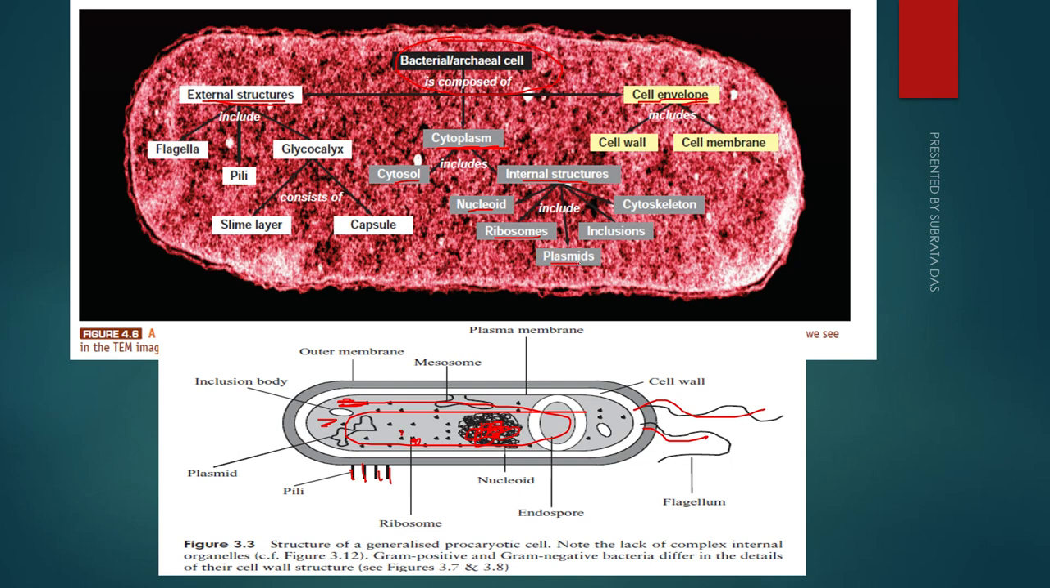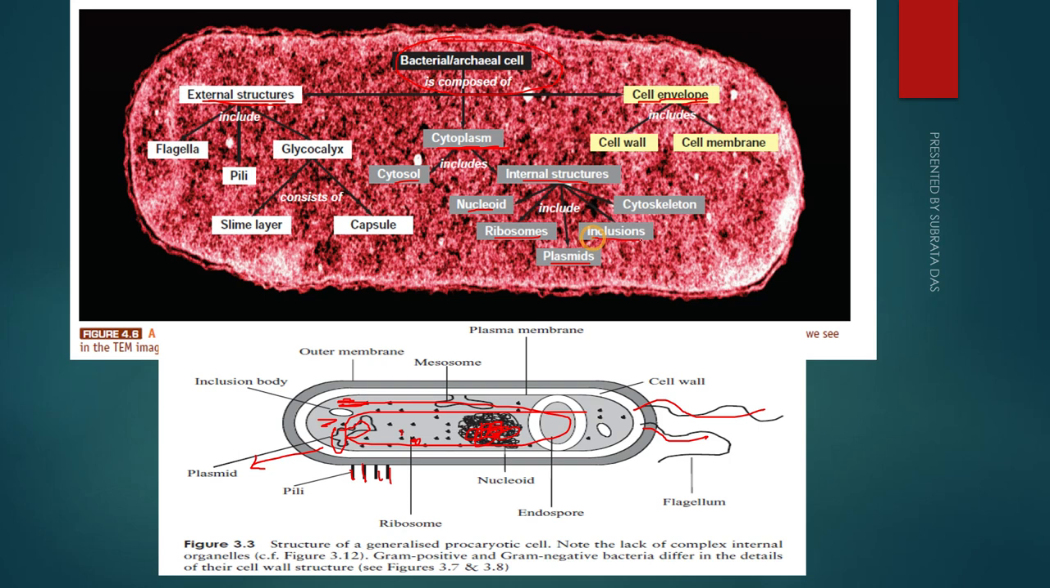And another thing which is present in the cytoplasm is the plasmid. This is the plasmid, an extra chromosomal DNA structure. It also contains DNA, but it is not the genetic material. In another video we will explain the plasmid structure and function in detail.